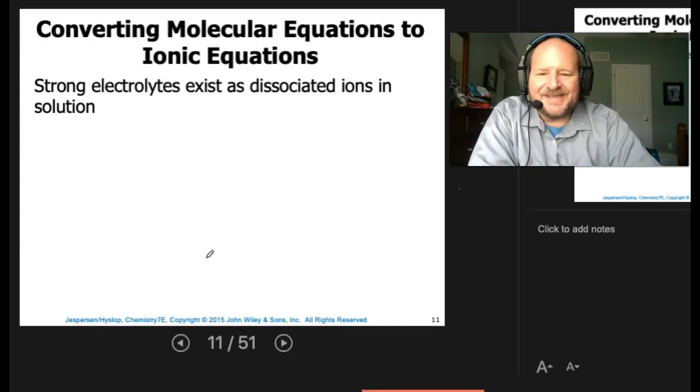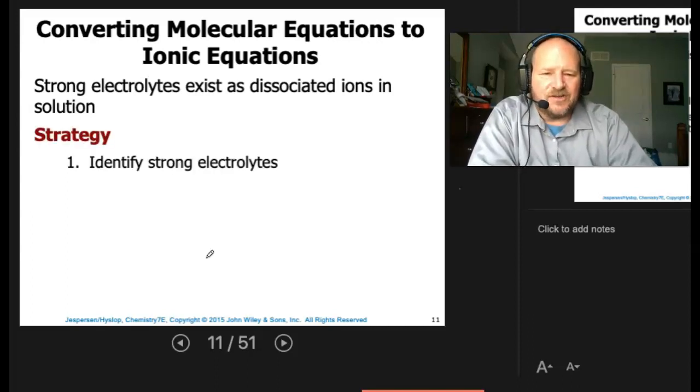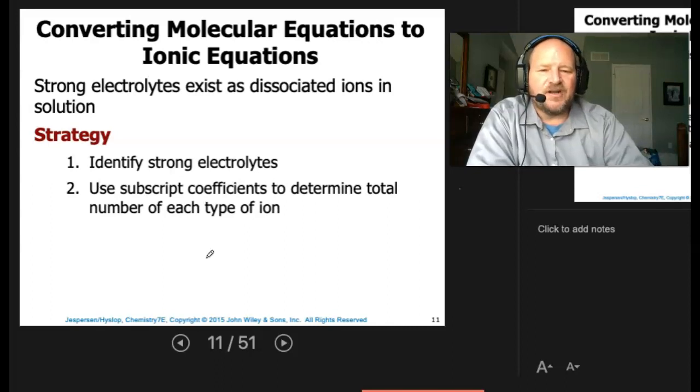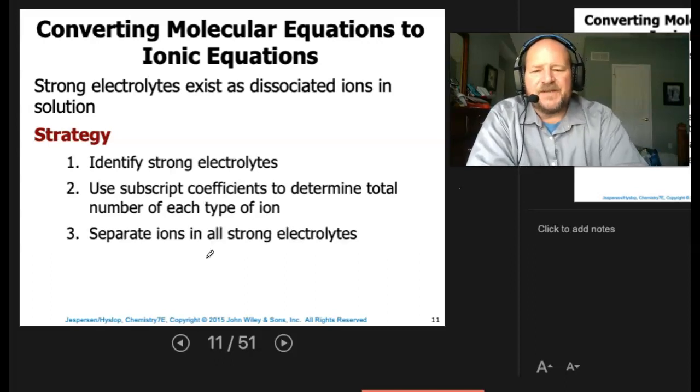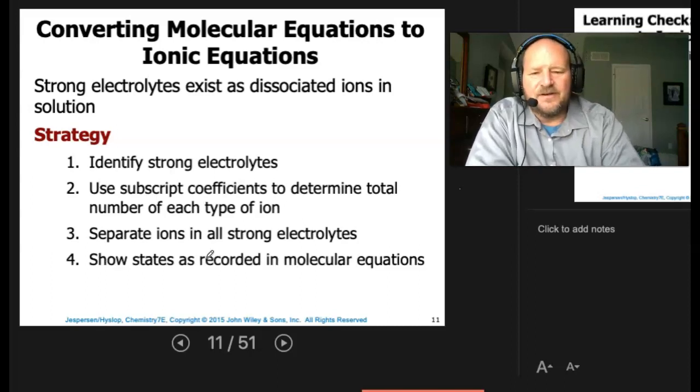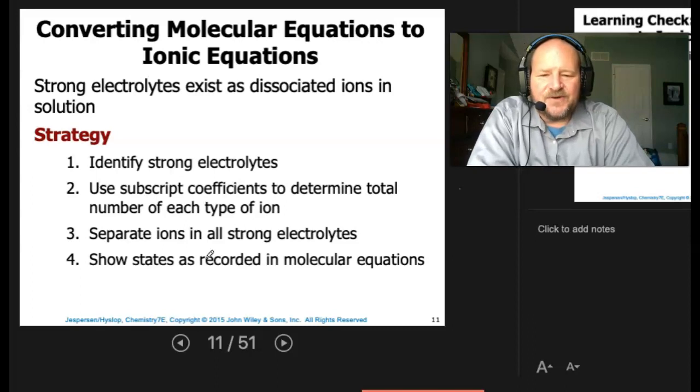All right, so converting molecular equations to ionic equations, that's where those electrolytes come into play. Strong electrolytes exist as dissociated ions in solution. So the strategy is identify your strong electrolytes. This way you can use the subscripts as coefficients to determine the total number of each type of ion. Right? Since it's a strong electrolyte, you know it's going to completely break apart, and those subscripts can become coefficients. Separate ions in all strong electrolytes. Show states as recorded in molecular equations.